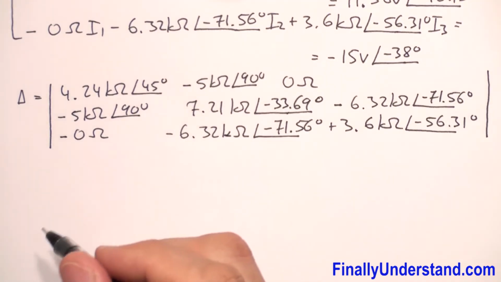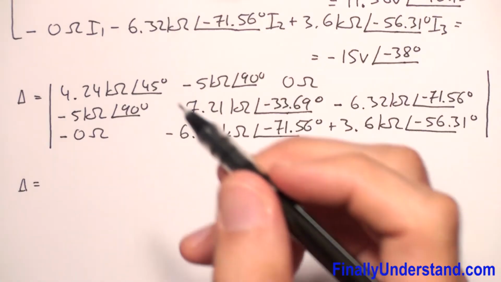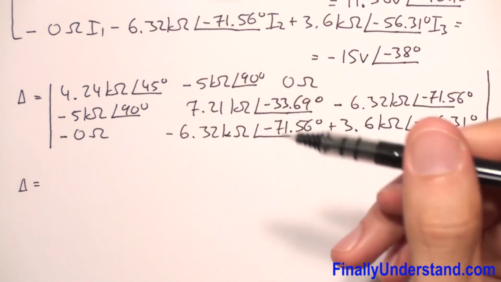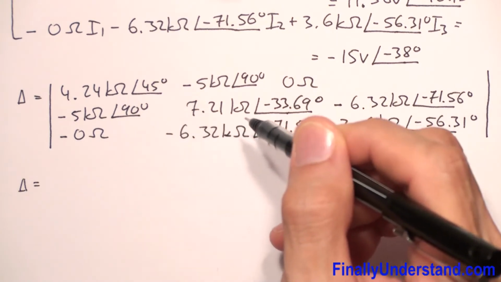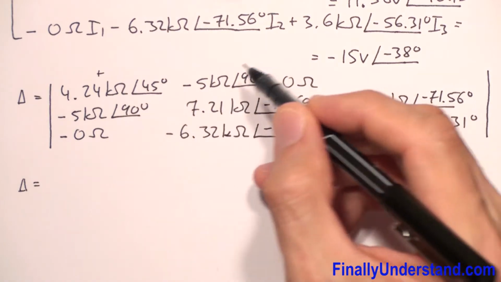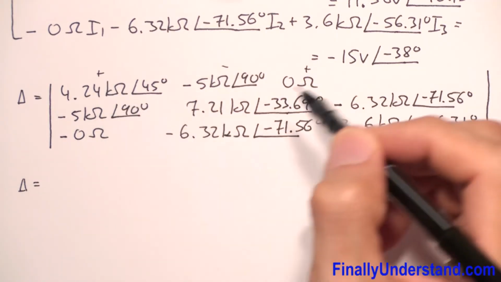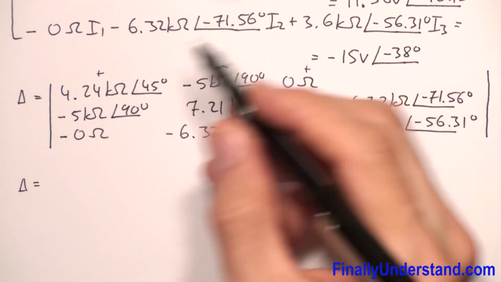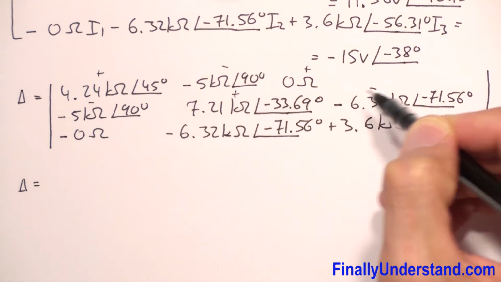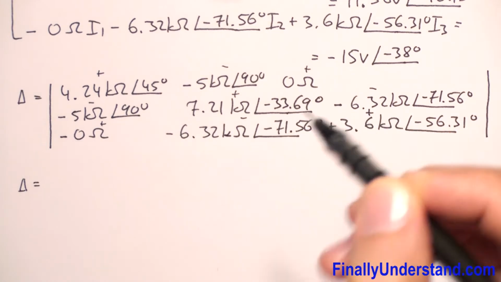So delta is equal. Now, as you probably remember from your math class, in order to solve this determinant, we're supposed to add signs. I used to add the signs. This is positive, this is negative, this is positive. Above every single term, I just add the sign: positive, negative, positive, negative, positive, negative, positive, negative, positive, okay?